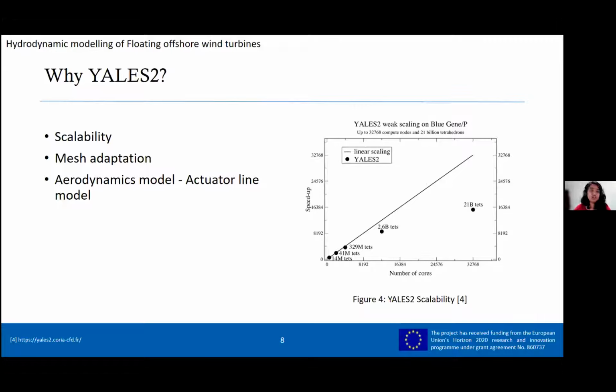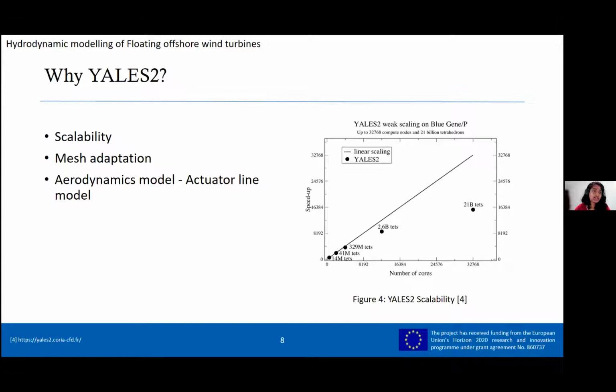The choice of AILS2 was mainly because of its good parallel scalability. In this figure here, you can see the scalability test performed by Korea with a Blue Gene supercomputer. It can be noticed that as the mesh size increases, the scaling is pretty linear up to 329 million tetra cells. And even after that, it shows pretty decent scaling.